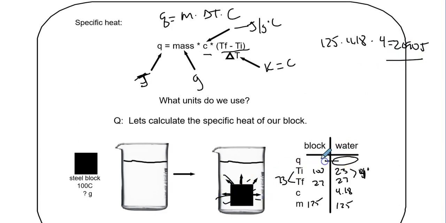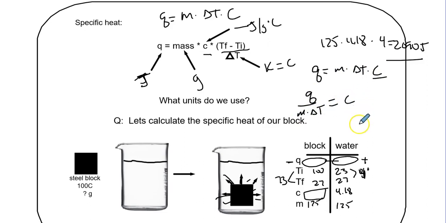It's the same, but opposite. The water gained 2,090 joules, so the block is going to lose 2,090 joules. So let's solve for this block now. In this case, energy Q equals mass times change in temperature times specific heat. I want to solve for specific heat, so Q divided by mass times change in temperature equals specific heat.